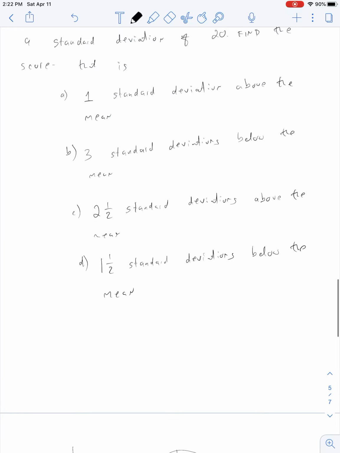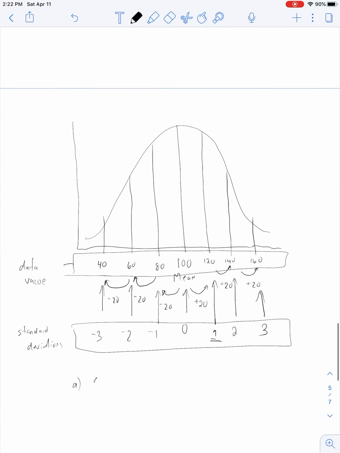The first one is 1 standard deviation above the mean. Let me fix this, it doesn't really look like a 1. Once again, remember this is your mean. So 1 above it is this number, and this number pertains to that number. So this answer is 120.